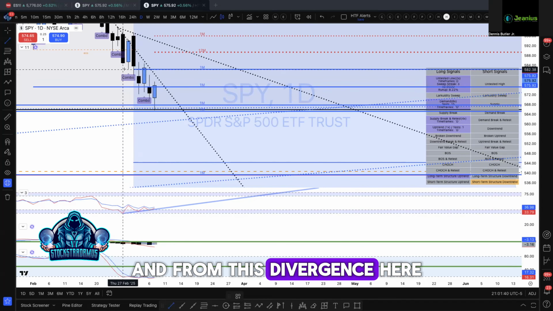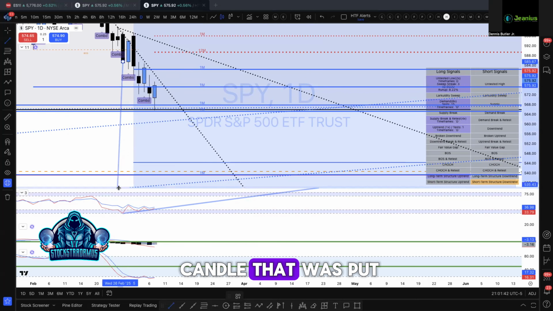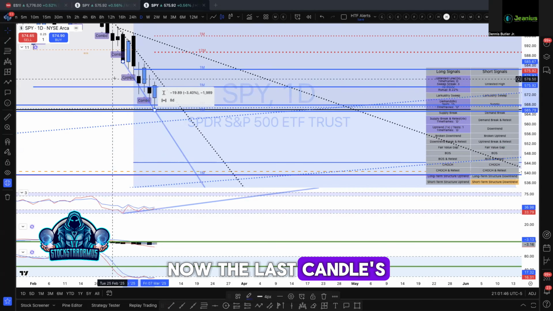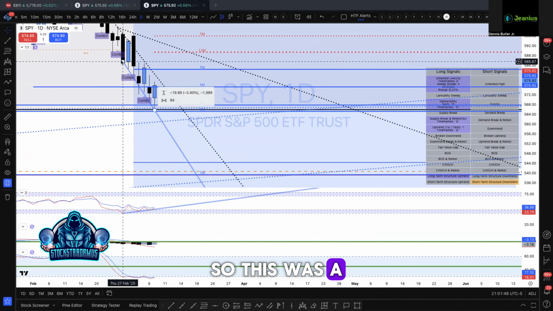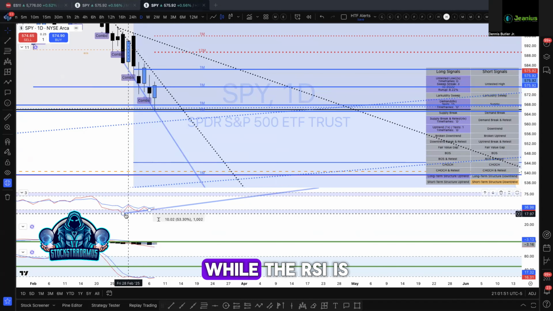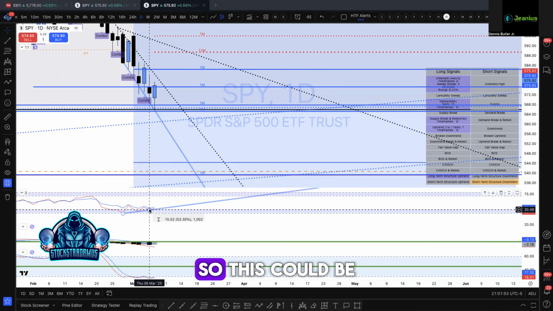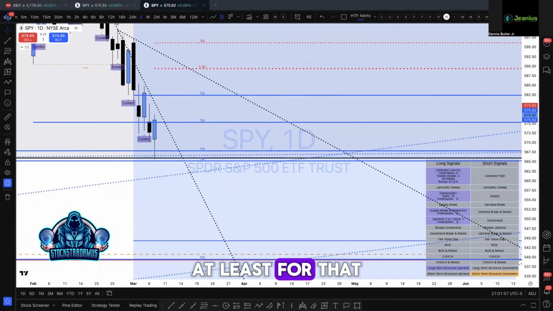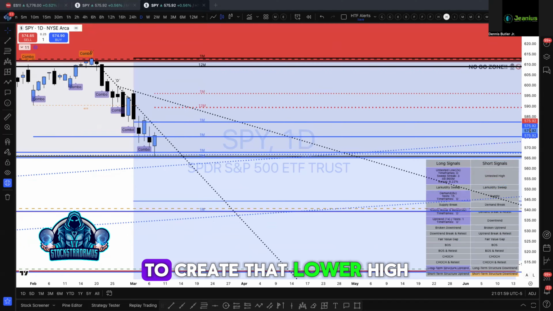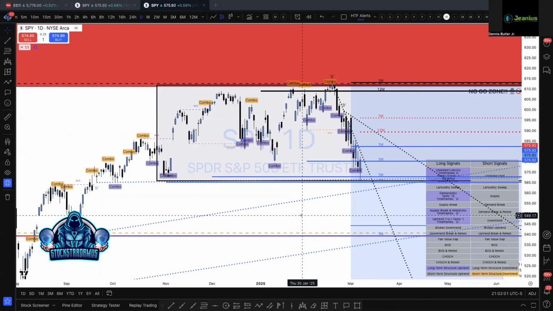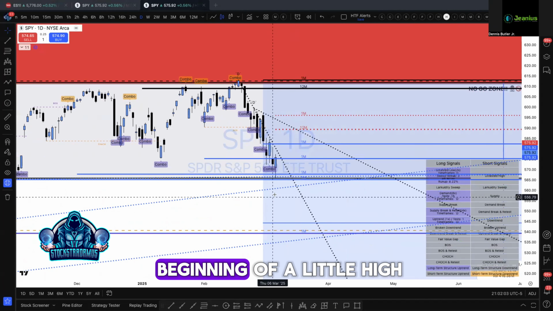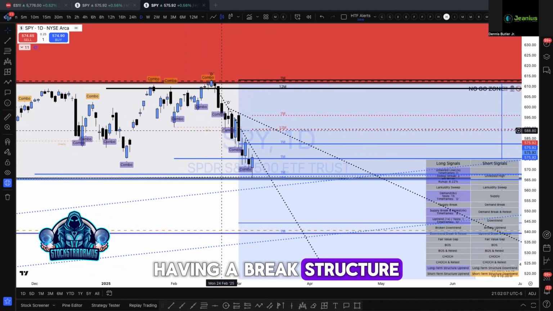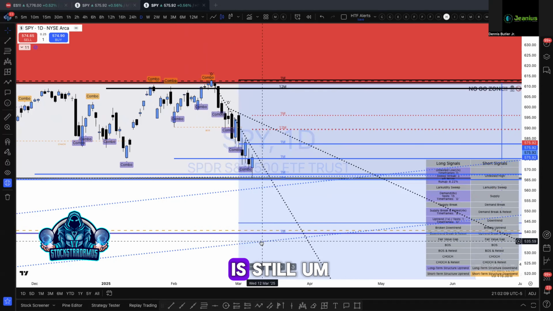and from this divergence here, this was the last candle that was put in from this low, and from the last candle now, the last candle's low is here. So this was a good drop from this point while the RSI is pushing up. So this could be reversal confirmation, at least for that pullback that I talked about, to create that lower high. So this could be the beginning of a lower high, especially after it having to break structure from this point right here.